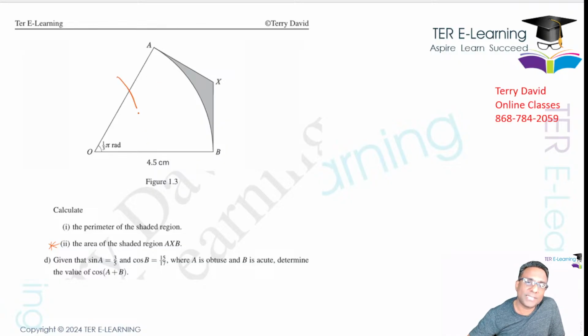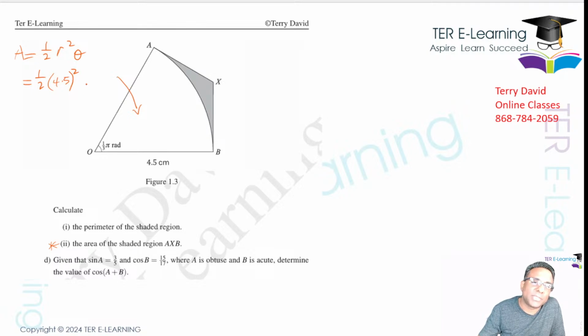Now the area of the sector here, that white piece, is given by this formula. Area is a half r squared theta. So you all need to learn this formula, please. In this case, it's going to be a half multiplied by r, r is 4.5, and you're multiplying by theta. There's no sine, there's no tan, there's nothing involved here.